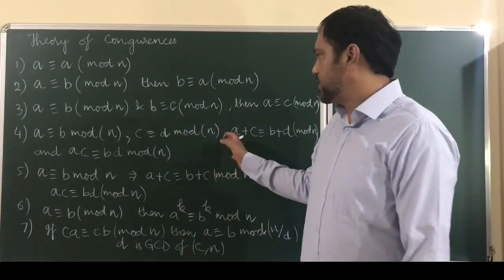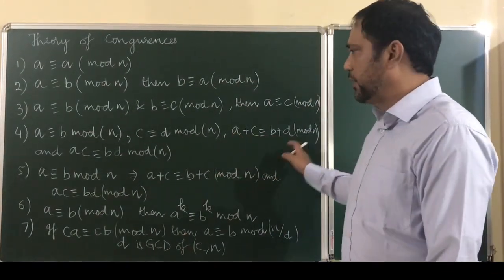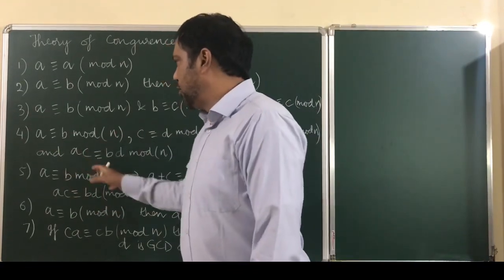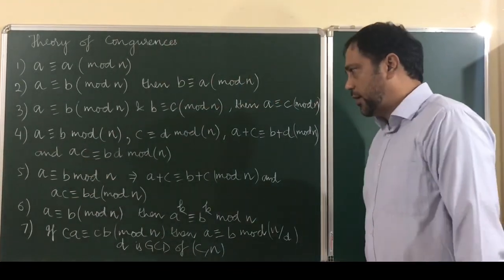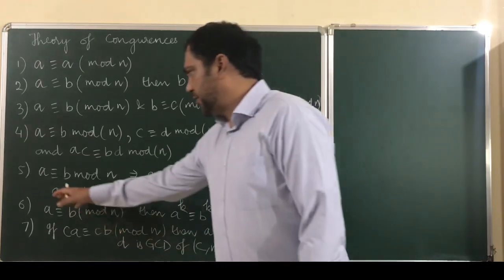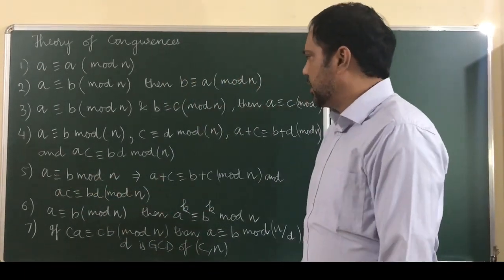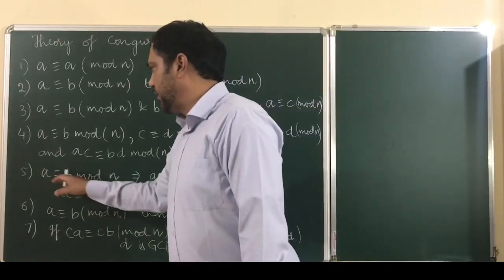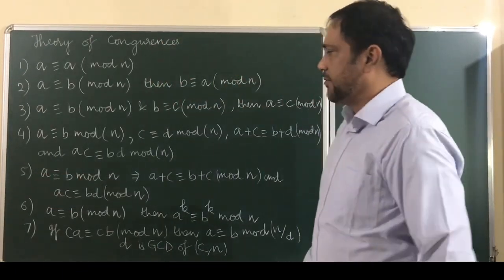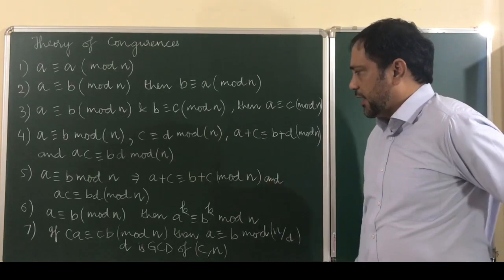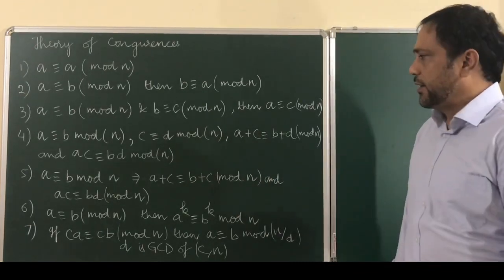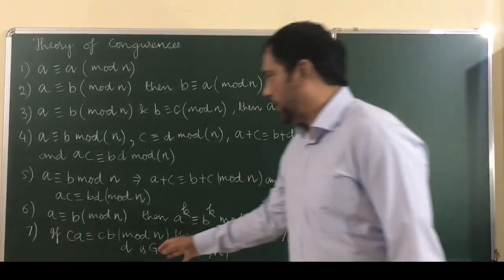The fourth one: if A is congruent to B modulo n and C is congruent to D modulo n, then we can write A plus C congruent to B plus D modulo n, and A times C congruent to B times D modulo n. Similarly, the fifth one: if A is congruent to B modulo n, then we can add C to both sides or multiply C on both sides, and write A plus C congruent to B plus C modulo n, and A times C congruent to B times C modulo n.